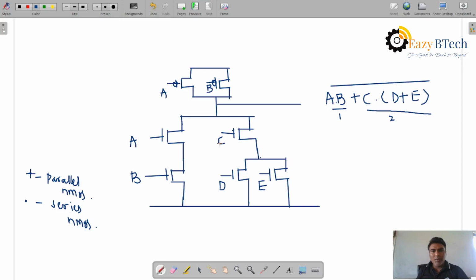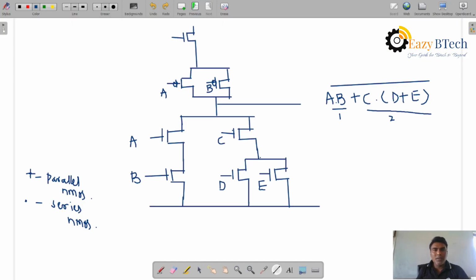C is here. How will it be with this AB? It is parallel. So this is the first term, this is the second term, in parallel. Now C will be in series. C is in series with this parallel. So here it is parallel, now it will be series. C is in series. And what about this D plus E? D plus E is parallel in the pull-down, in series with C, but here it will be parallel.